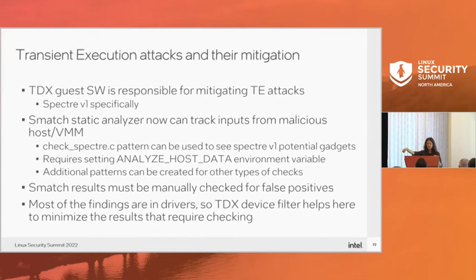So now we've made the change. We now have similar tracking done for the host input. So we have a way to ask: has this variable in the kernel ever been tainted with host input, which is all these MSRs, MMIO input and so on? If it has been, you can use this flag and run this Spectre pattern. It's already merged into Smatch. You can tell it to analyze host input, run it for the whole kernel source tree, and it will show you potential gadgets for this new attack surface.